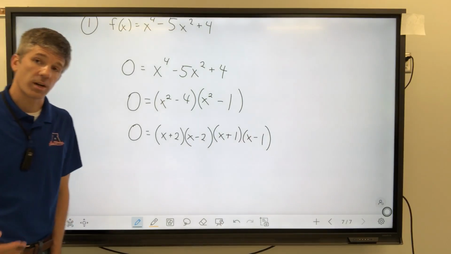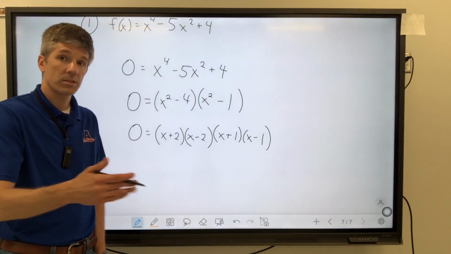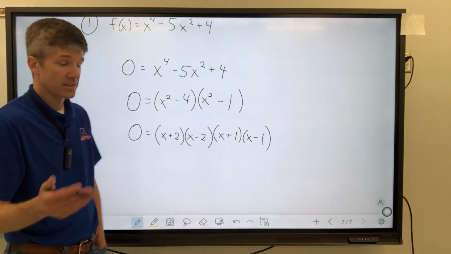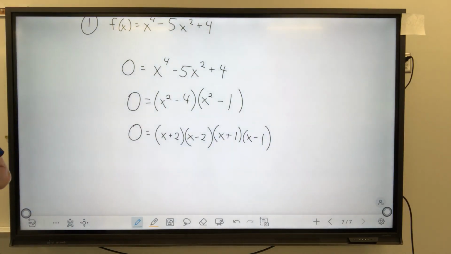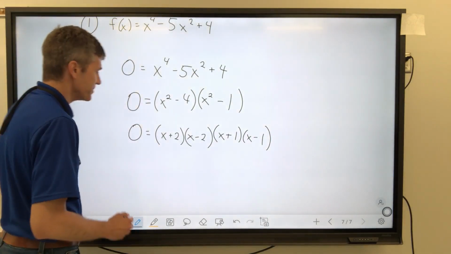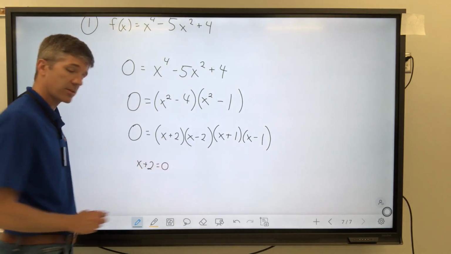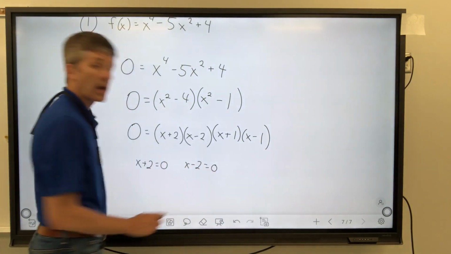So now we're in a situation where we need to find out what x could be. Well, if we have a lot of things that are multiplied together, and they all equal 0, then at least one of those factors equals 0. Here's what we're going to do. We're going to say that x plus 2 could have equaled 0, and we're going to solve it. And then we're going to say that x minus 2 could have equaled 0, and we're going to solve it.